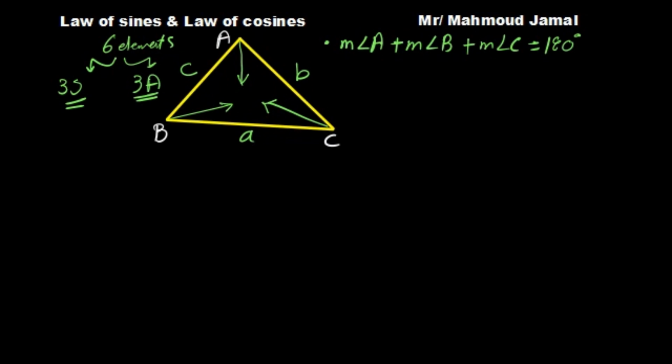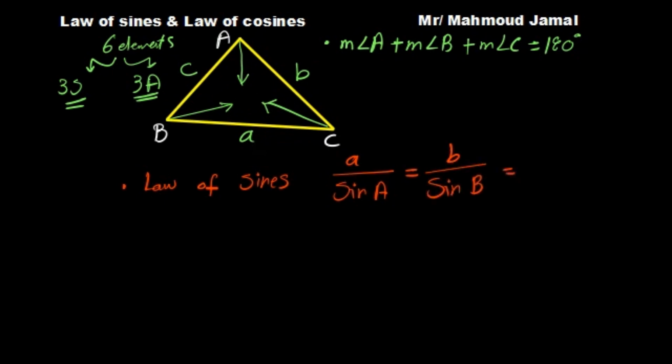Now I will start with the law of sines. What is the law of sines? The law of sines tells me that a over sine A equals b over sine B equals c over sine C. We have 3 ratios.